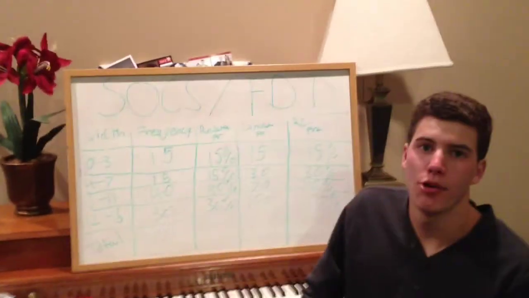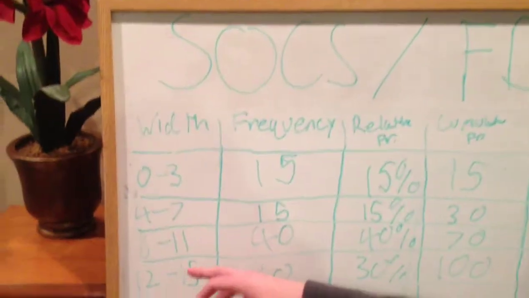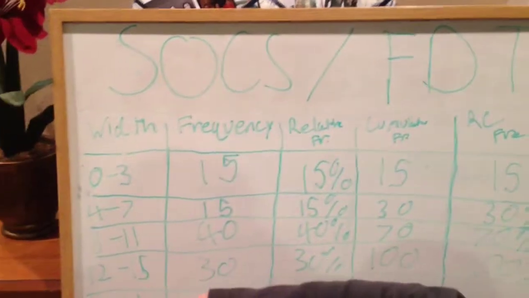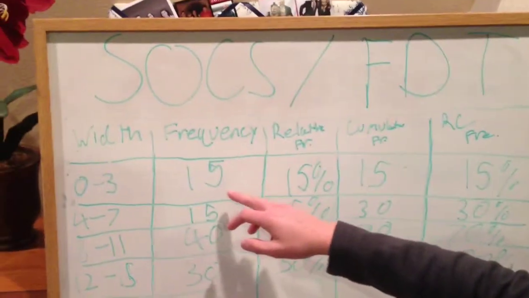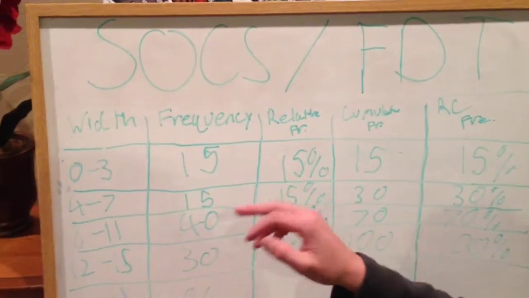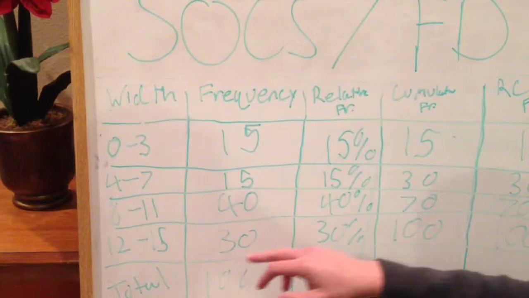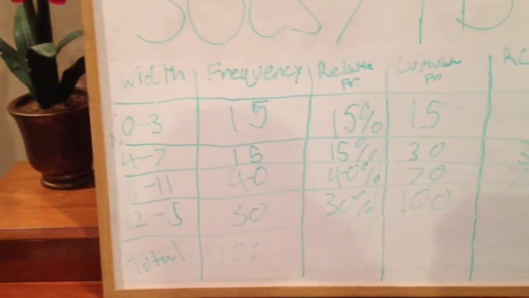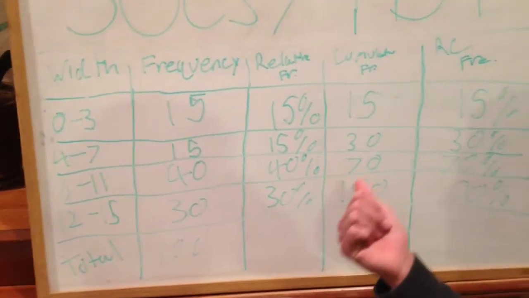And here's an example of a frequency distribution table. Here we have the width, same as our setup, by 4s. And then in the group, there was 15 in the 0 to 3 grouping, there's 15 in the 4 to 7 grouping, there was 40 in the 8 to 11 grouping, and 30 in the 12 to 15 grouping. And then we'll move over to the relative frequency.